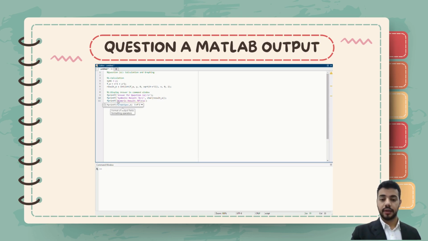After calculating the symbolic result, I printed it using fprintf and also display numerical value by converting it with double function. This allows us to see both exact and approximate value of the integral.